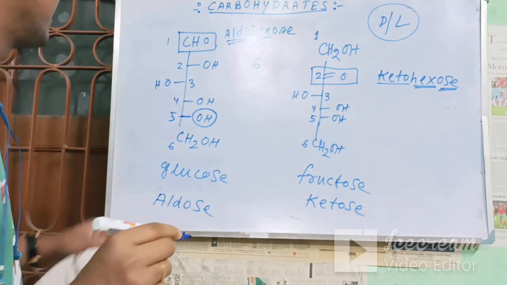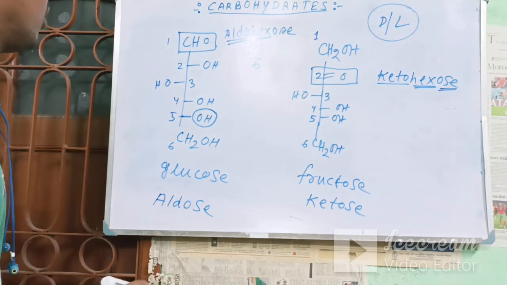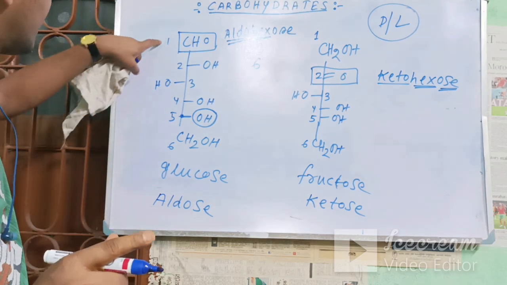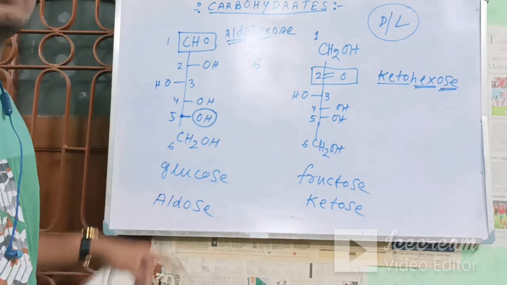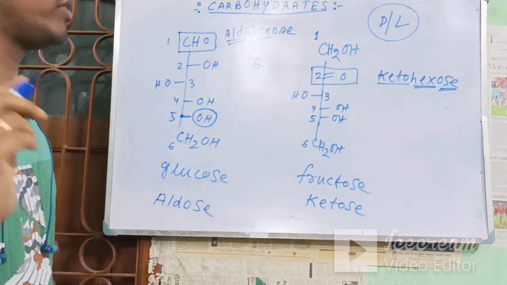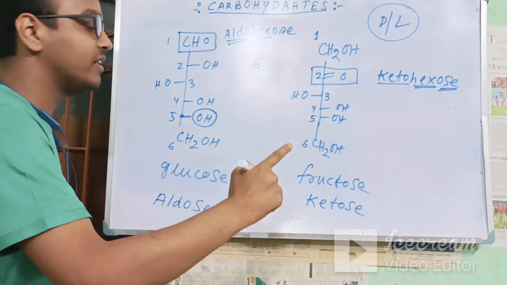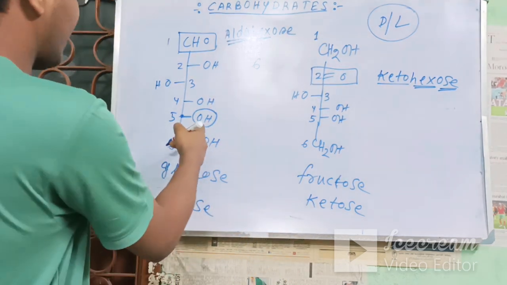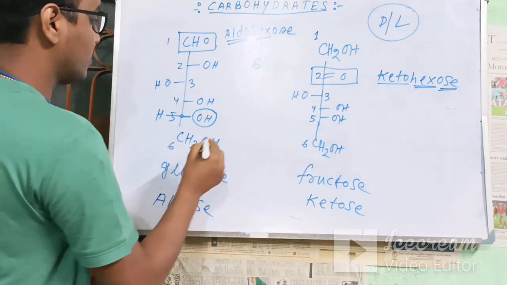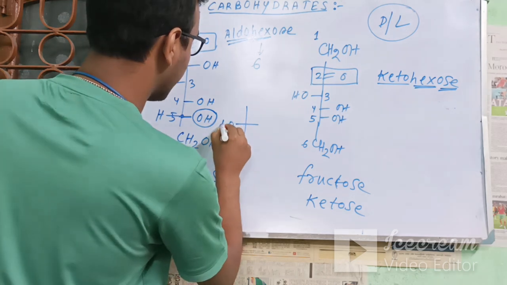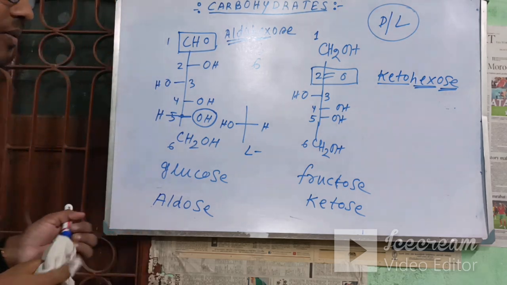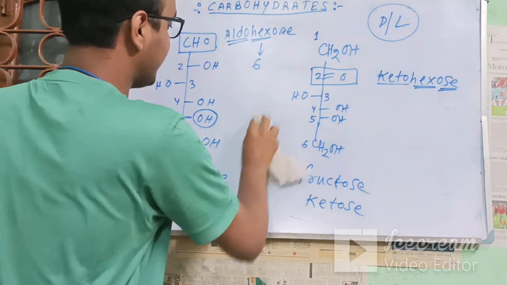If it is on the left side, then it is called the L configuration. Only this carbon atom is the determining carbon. No other carbon atom is involved in the D and L naming. Only the last carbon atom we have to consider. If it is on the right side, that is D, and the most electronegative atom, here hydrogen is there. If it is like OH here and H here, then it is the L configuration. So this is the D and L naming.